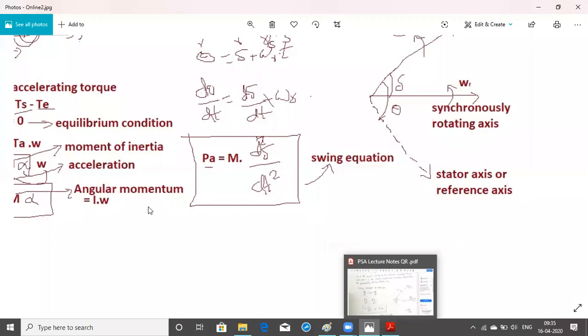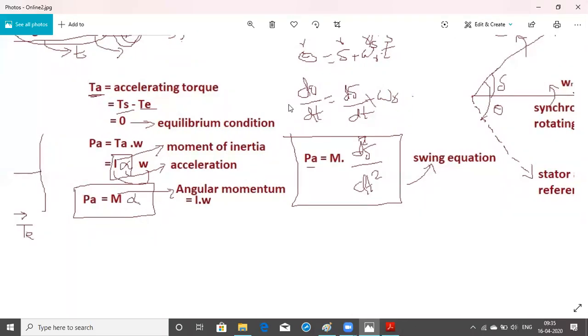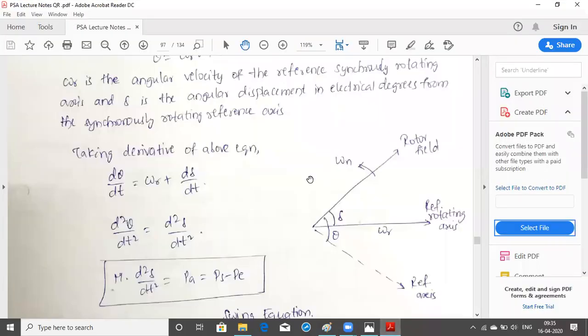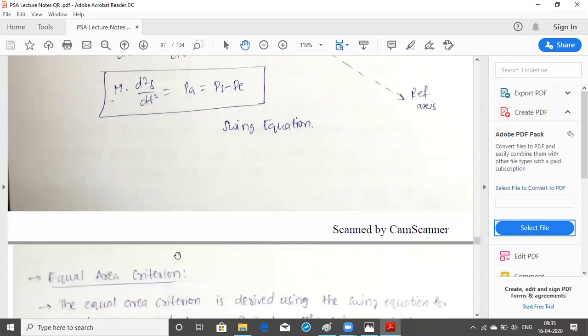If you substitute alpha here, that is d square theta by dt square, which is equal to d square delta by dt square. Therefore, you will get PA equal to m into d square delta by dt square. This is the swing equation. You see here, m into d square delta by dt square is equal to the accelerating power, which is equal to shaft power minus electrical power. This is the swing equation.